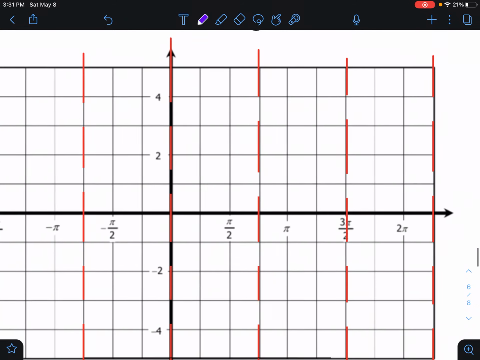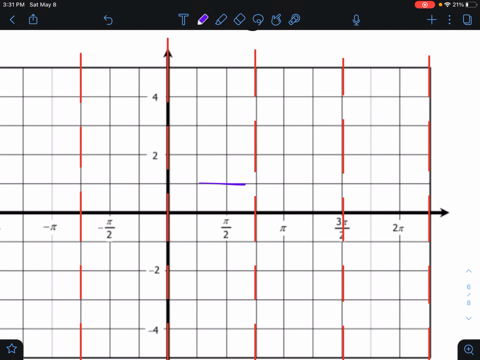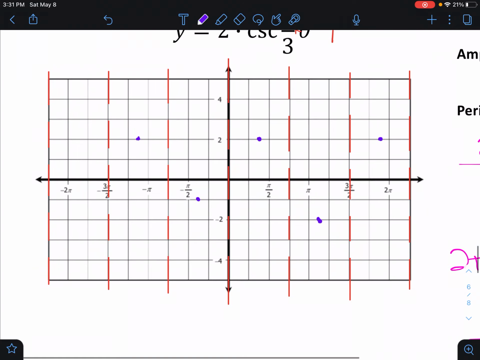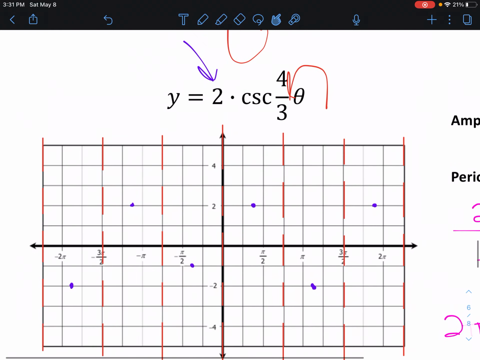Now in here, let's do my first one. I know it goes up. Well, halfway in between these two right here would be right in here at 2, so halfway there. And then down here at -2, halfway in between those asymptotes. And then same thing. Now I just want to continue that pattern. Okay, now just draw it in.